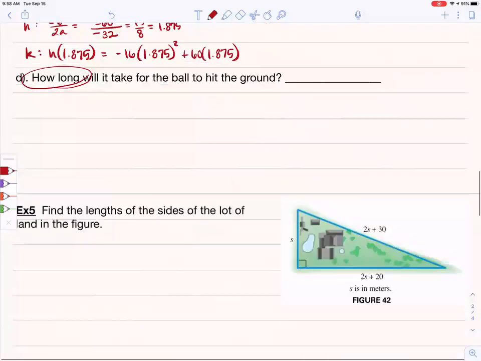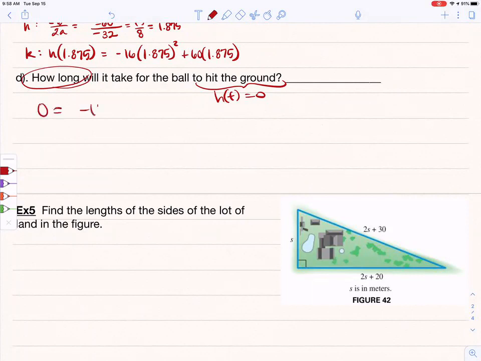Now this question told me what my h was. It was a little hidden, you had to think about it. But when it hits the ground, height equals 0. So now I can go back to my equation. I can plug in my h value that is 0. So it's going to be 0 equals negative 16t squared plus 60t. And now I can solve for t.